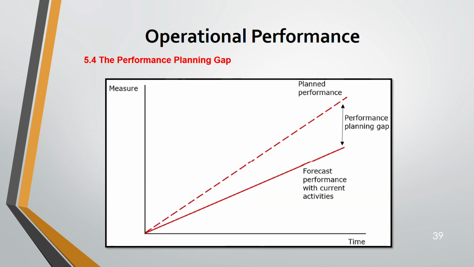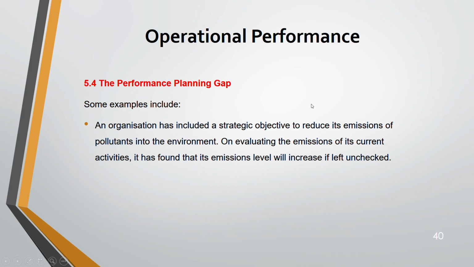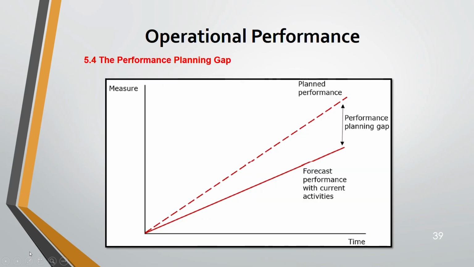So this is a diagram. You don't have to draw this diagram, of course, but understanding this will help you a lot. Okay, here. So you see, as time proceeds towards the right, both are increasing, your planned performance and actual performance. But you see this hard line, this is your actual performance, and this dotted line is your planned performance. And the difference between these two lines is your performance planning gap.